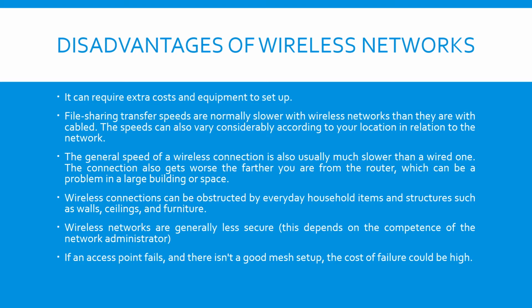Now wireless connections can be obstructed by everyday household items and structures such as walls, ceilings, and furniture. So the traveling of these wireless signals can be obstructed by these walls, some doors, and any other type of furniture or devices or household items that we have at our houses.